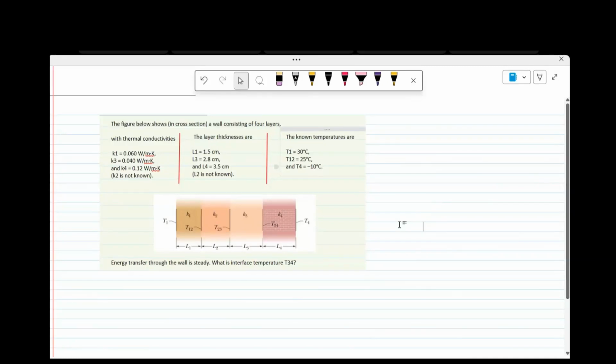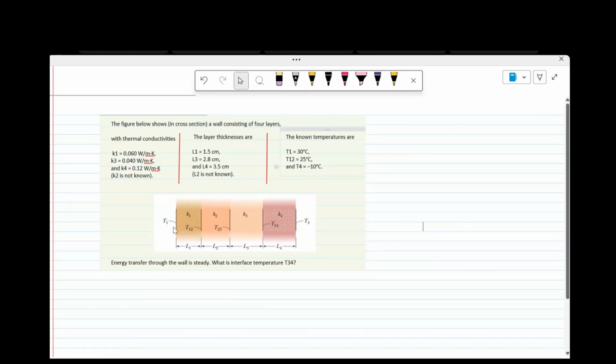So this problem is on the study of heat transfer by conduction. We are given in the figure below a wall consisting of 4 different layers, and we are given the thermal conductivities of 3 of the layers, whereas the thermal conductivity of layer 2 is not known. And we're given the layer thicknesses except for the thickness of layer 2 as well. And we're given some of the temperatures.